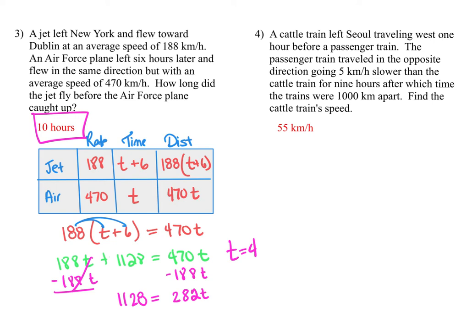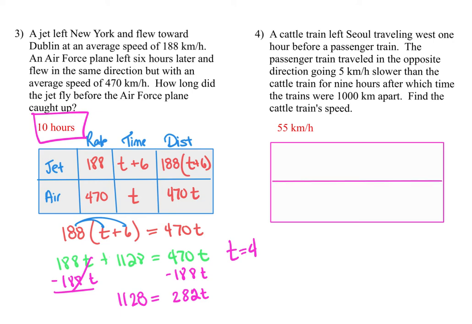We are going to set up the same exact thing, though. We are going to set up a chart. So we're going to set up a chart here. We are going to see what we know and what we don't know. All right? Always the same as far as the chart goes. All right, we have a cattle train, and then we have a passenger train. Cattle train and passenger train.